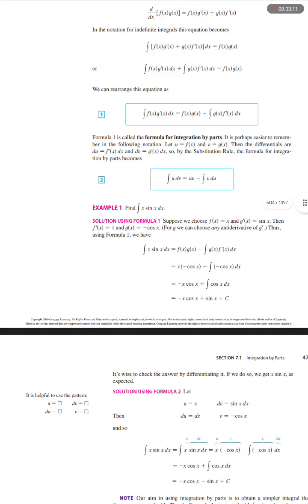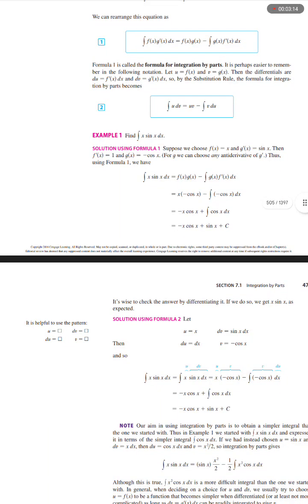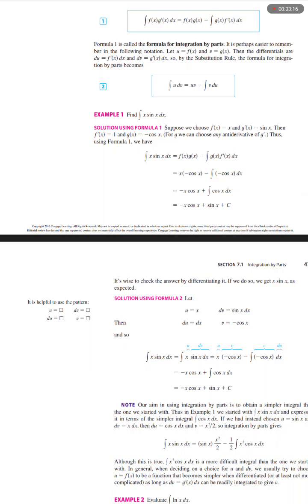Example 1. Find the integral of x sine x dx. Solution using formula 1. Suppose we choose f(x) equals x and g'(x) equals sine x. Then f'(x) equals 1 and g(x) equals negative cosine x. For g, we can choose any antiderivative of g'.